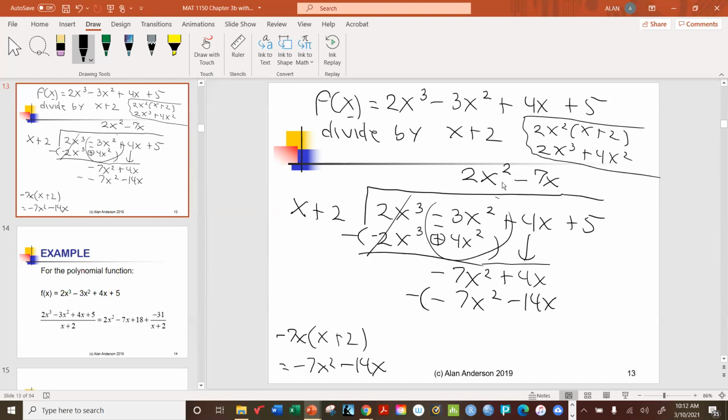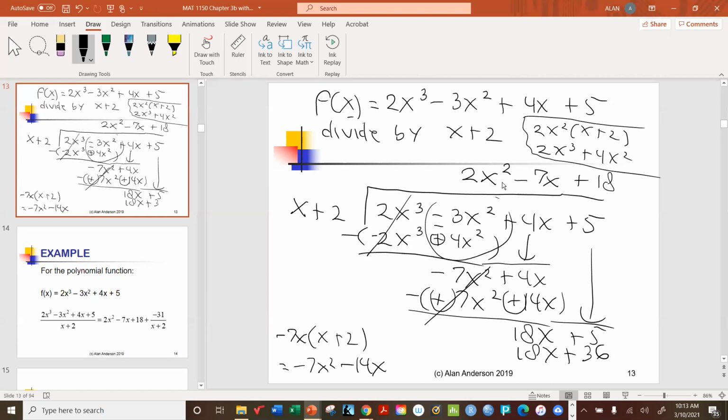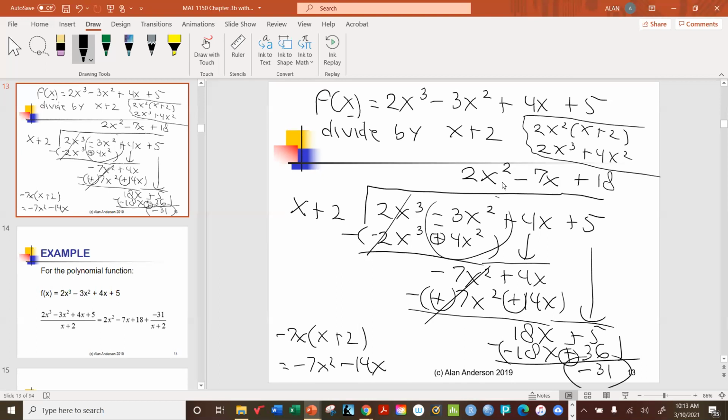And again, I want to subtract them both, which means this becomes a positive, this becomes a positive, these drop out, and I have 18x. Bring this down. And then I can try 18. That gives me 18x plus 36. Subtract everything, minus 31. Now I'm done. I can't go any further.